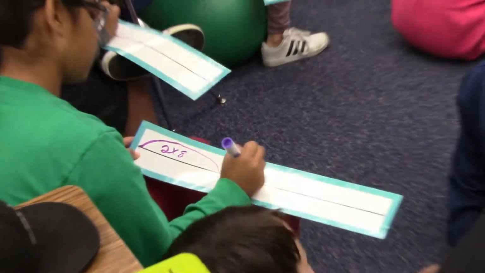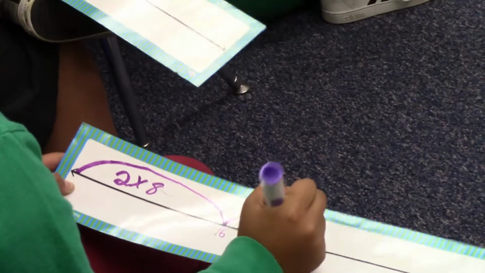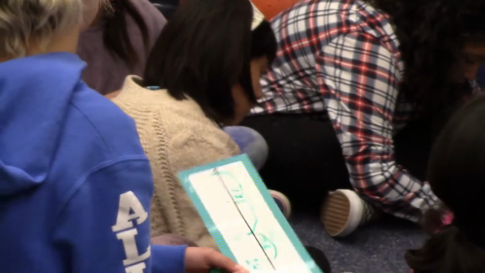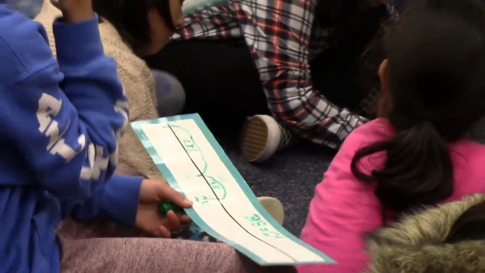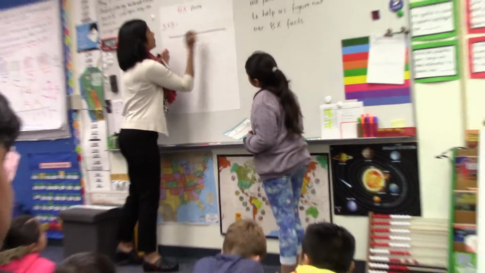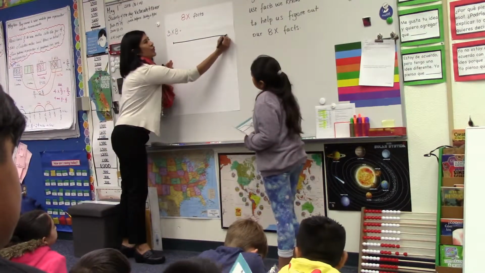Notice that this is one of the facts that for some reason it's not sticking. Okay, are we ready? I'd like to ask Natalie if you can come up here and just share what your number line looks like. So how do you think about it, Natalie?